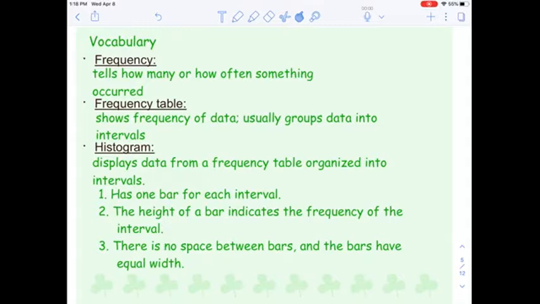So, key things about a histogram. There's 1 bar for each interval. The height of the bar indicates the frequency, and there is no space between the bars. If you add space between the bars, it then creates a bar graph. And that's not what we want. Histograms have no space between the bars.